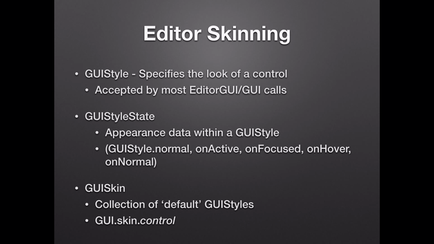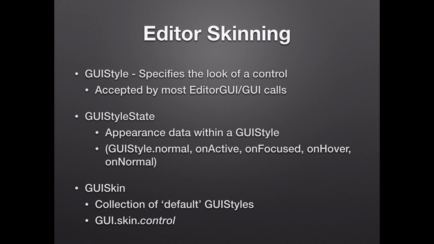Active is, I think, when it's pressed for a button, so things like that, when it's actively being used. Focus is when it has focus, so it's selected. And on hover is when you're mousing over it. And then inside of GUI style state, I believe you have an image and a text color that you can set for each of those states.